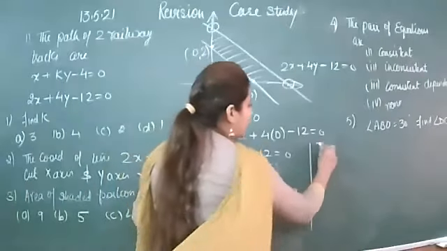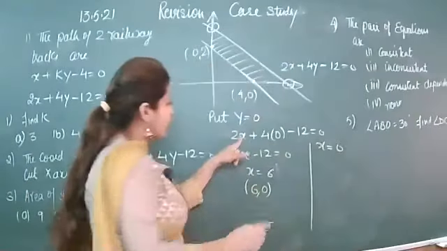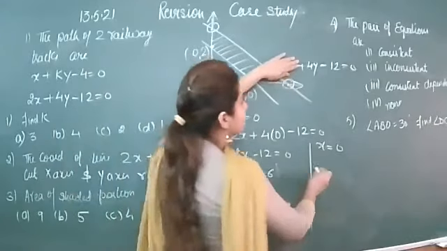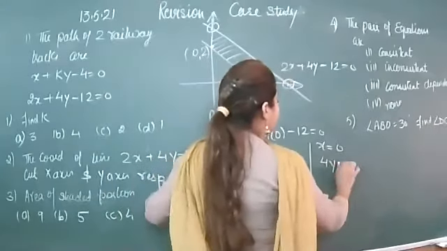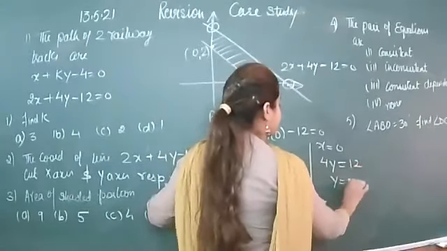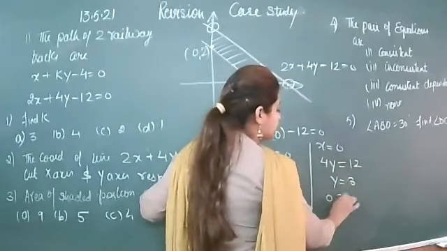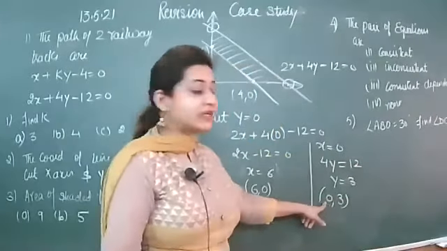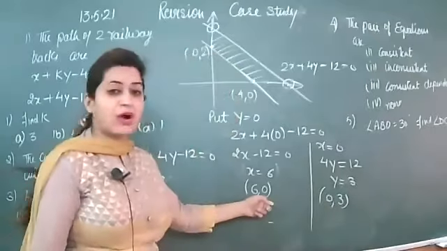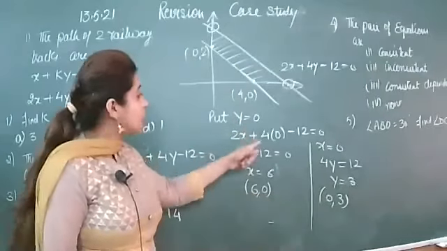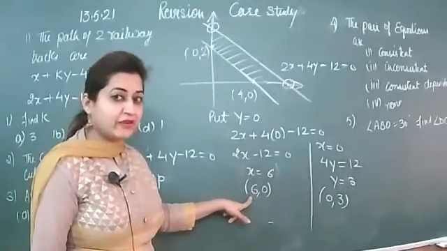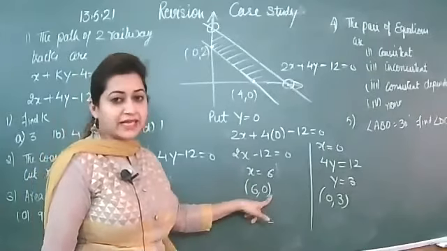Put x is equal to 0. If you put x as 0, this will become 0. 4y is equal to 12, y is equal to 3. So your coordinate becomes 0, 3. Why have I written 0 before and 0 afterwards? Because the x coordinate will be written first, the y coordinate will be written at the second place.